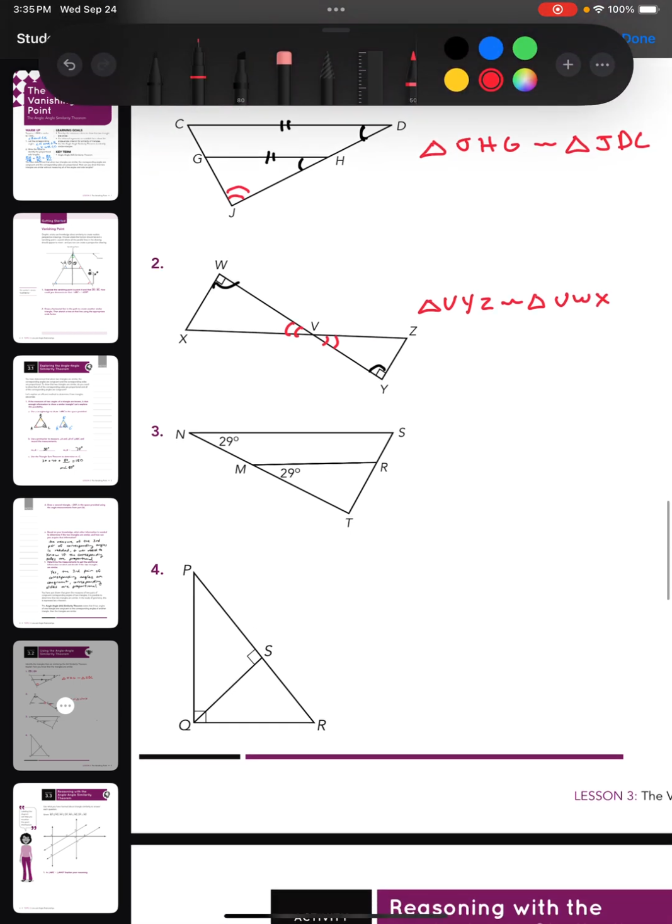Okay, for number 3, they're showing us that one pair of angles are both 29 degrees. So we can say this angle matches that angle. And we know, again, they share that angle in the point of the triangle there, angle RTM. We know they share that one. So it is congruent for those two. So based off that, again, we know 2 of the angles. So we can say that triangle TMR is similar to triangle TNS.